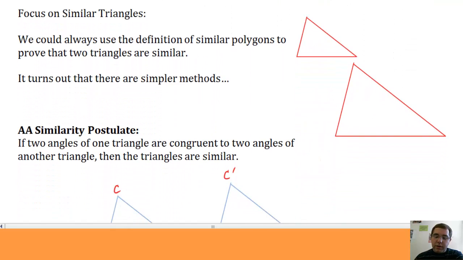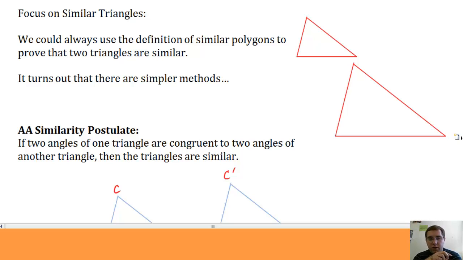Alright, now we're going to focus on similar triangles. Triangles are polygons. Remember, polygons are just any multi-sided shape. So triangles are polygons, but we're going to focus on similar triangles. They're the simplest kind of similar shapes we can look at. So we could always use the definition of similar polygons to prove that two triangles are similar.